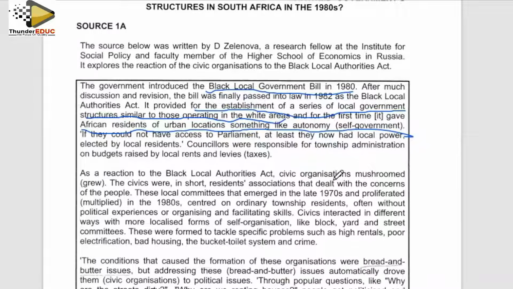But however, their power was only localized. It had nothing to do with national affairs. They were made to decide only their local affairs affecting them in the townships, but did not have any say on issues concerning the country at large. So those were the provisions that were made through the Black Local Government Bill of 1982. Right. So we move on to the next question.